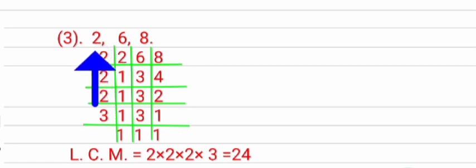So what do we do to get the LCM? You simply multiply the whole of this together. That's 2 times 2 for 4, times 2 is 8, times 3. That's going to give you 24.